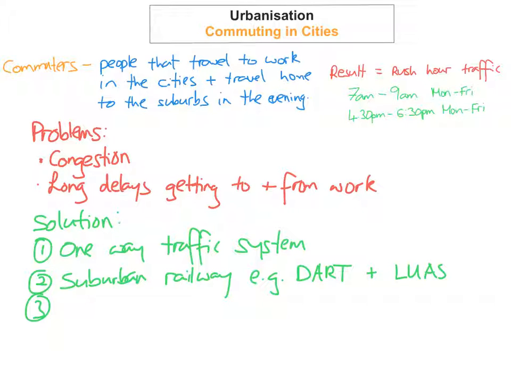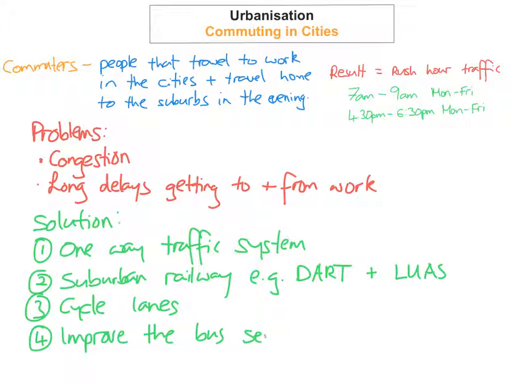The third solution is to have cycle lanes. If they can have more cycle lanes, this will encourage more people to cycle to work and will take a lot of cars off our roads. The fourth solution is to improve the bus service. If they can make the service more reliable and more frequent, then they will get more users using the bus, and in turn this will take more cars off the road and reduce the sheer volume of cars on the road.